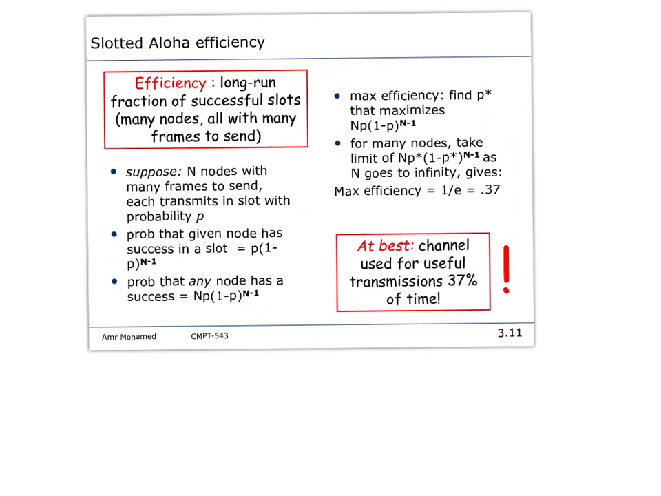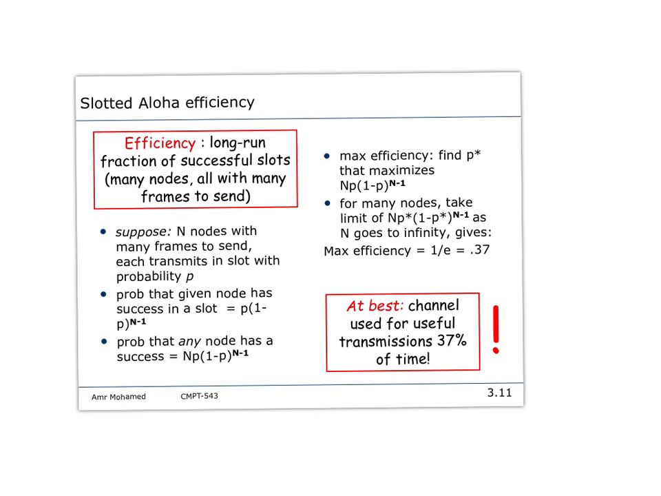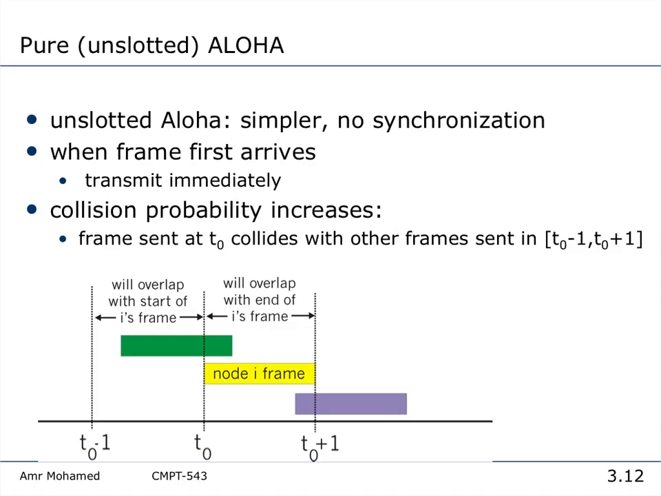Let's go back. So this efficiency is around 37%, which is 0.36 or 0.37 exactly, which is 1 over e. This answers the question from before. Now what is the same thing but in pure Aloha, not slotted Aloha?